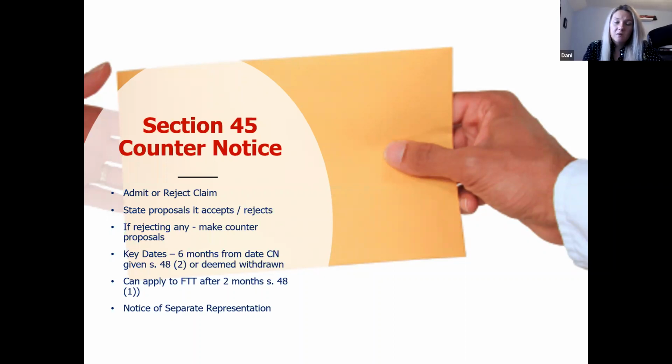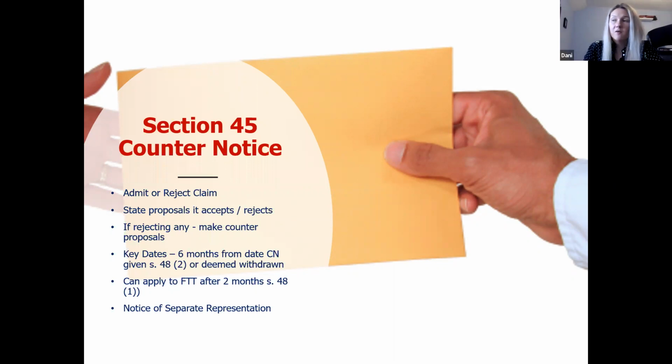Within their counter notice, again, similarly to the Section 42 notice, the Section 45 counter notice has some very specific things it needs to include. So it needs to state for each proposal made by the tenant, which of those is accepted and which of them are rejected. So, for example, they might reject the premium that's been proposed, but they might accept some of the terms that have been offered, such as modernising, maybe deleting specific things or adding specific things into the lease.